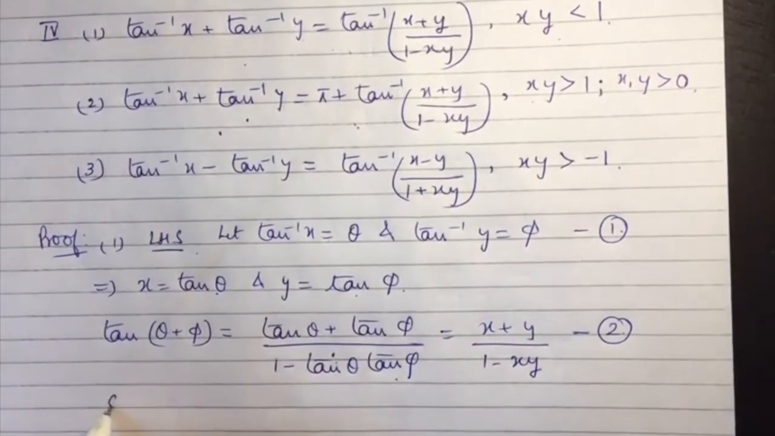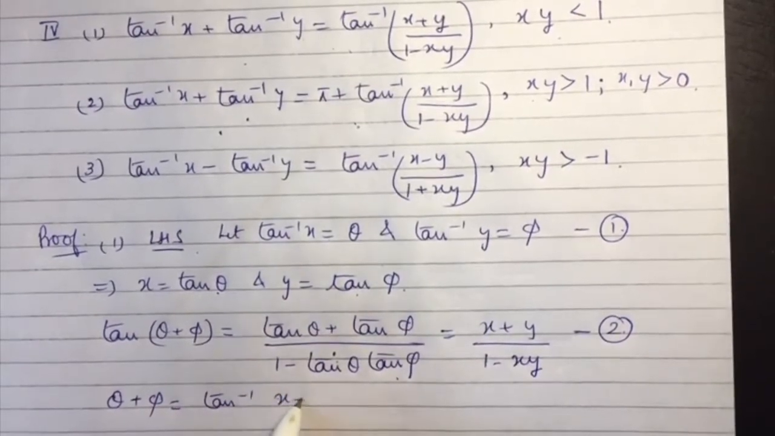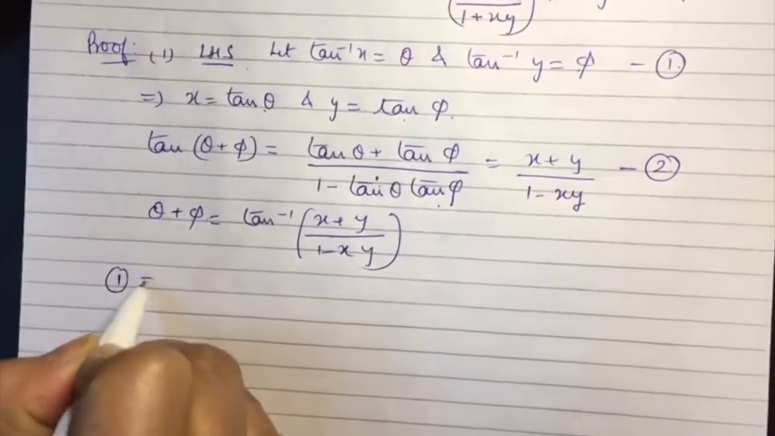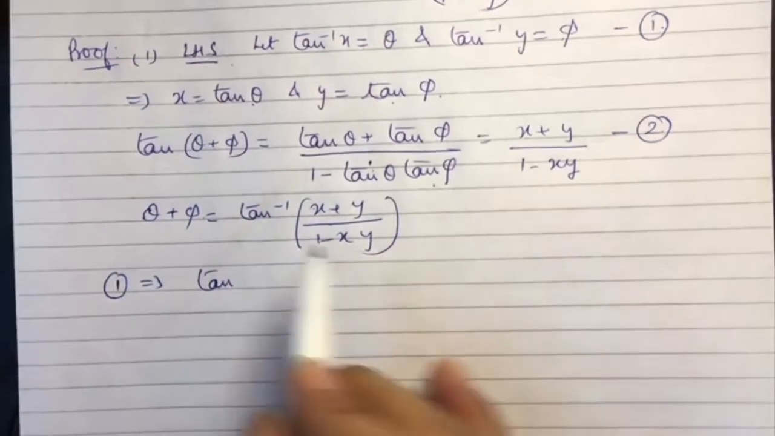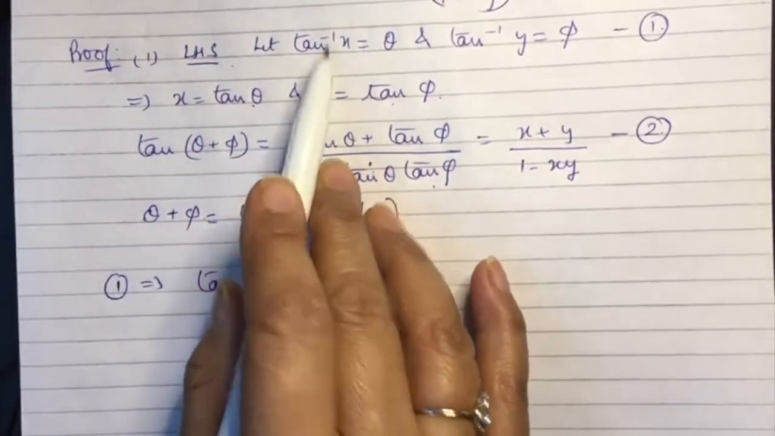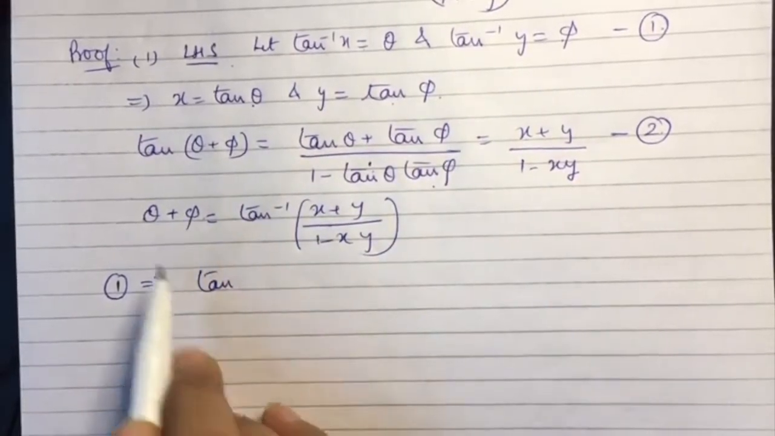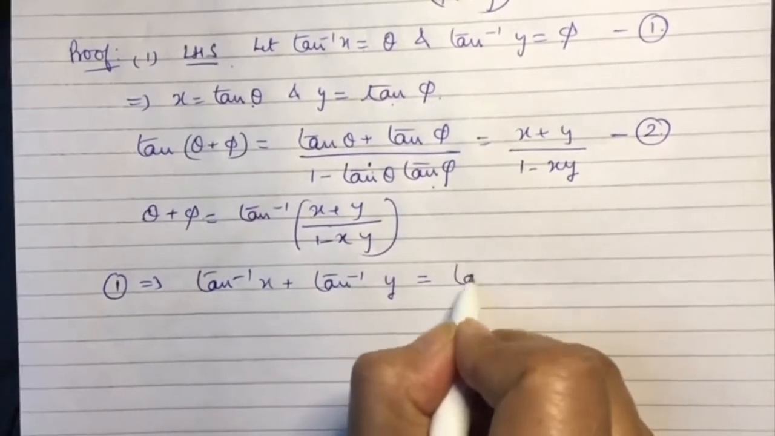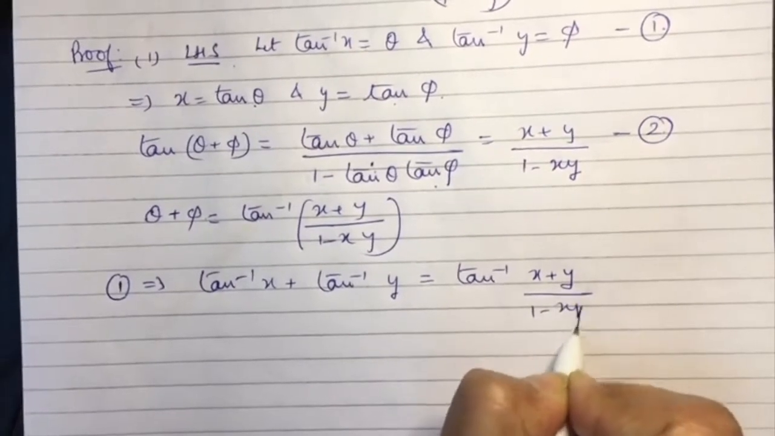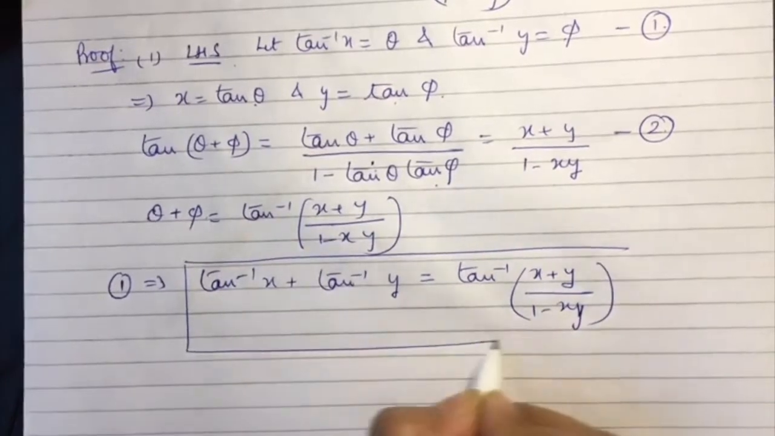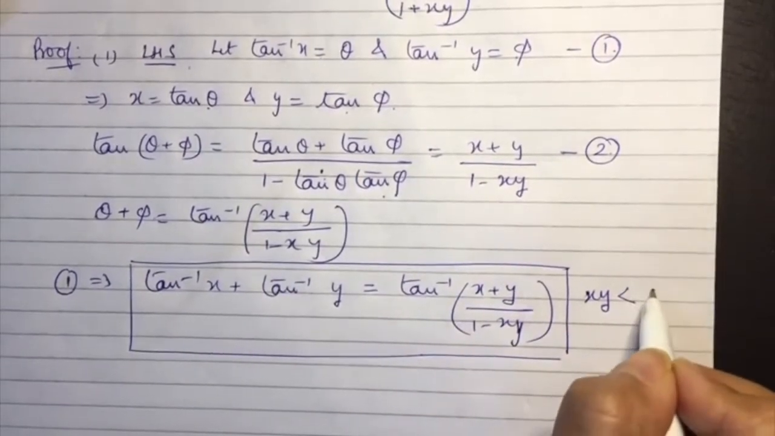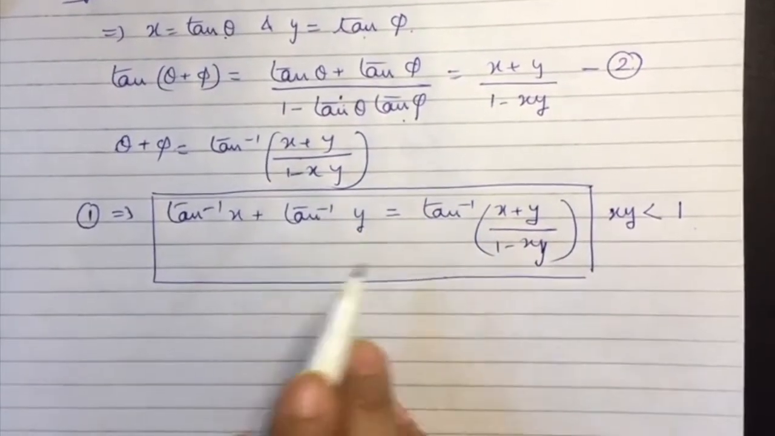Taking this to the other side, we get theta plus phi is equal to tan inverse of (x plus y) over (1 minus xy). Now, substituting the values of theta and phi from 1, in place of theta we will write tan inverse x, in place of phi we will write tan inverse y, and hence we get tan inverse x plus tan inverse y is equal to tan inverse of (x plus y) over (1 minus xy). It's a very important result. This, along with the constraint, is valid when the product xy is less than 1.